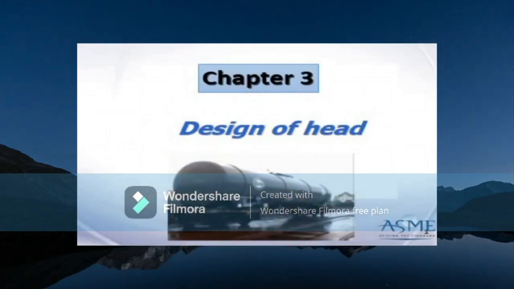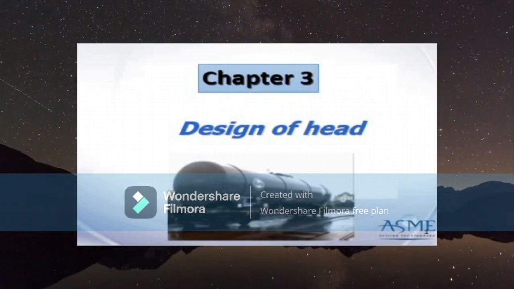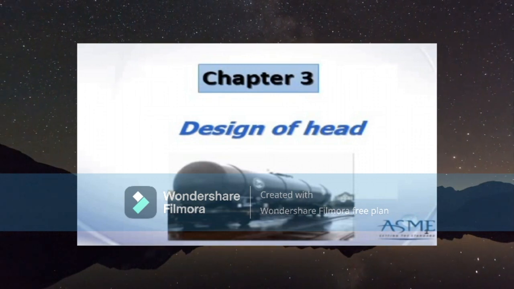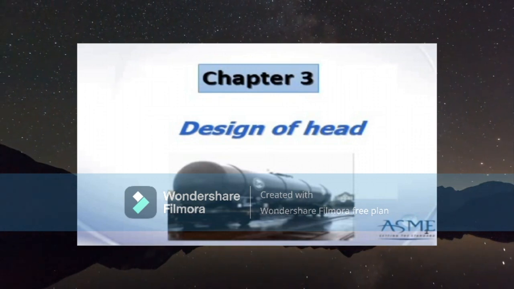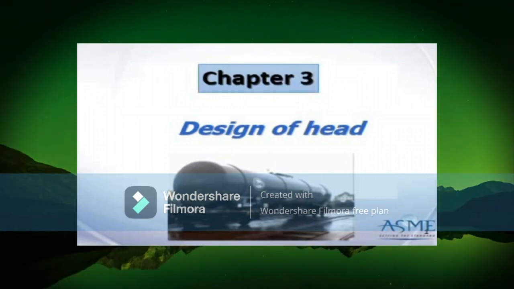Design of head. The most common type of end closure for a cylindrical shell is a formed head. Paragraph UG-32 contains the design requirements for formed heads subjected to internal pressure.